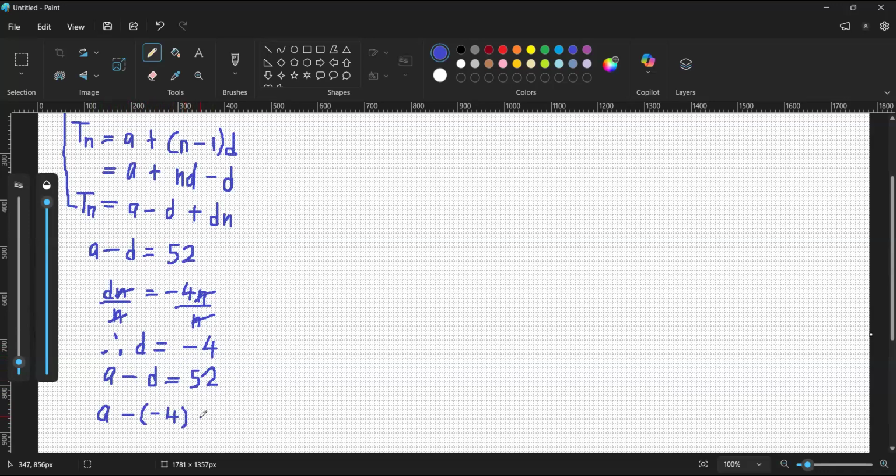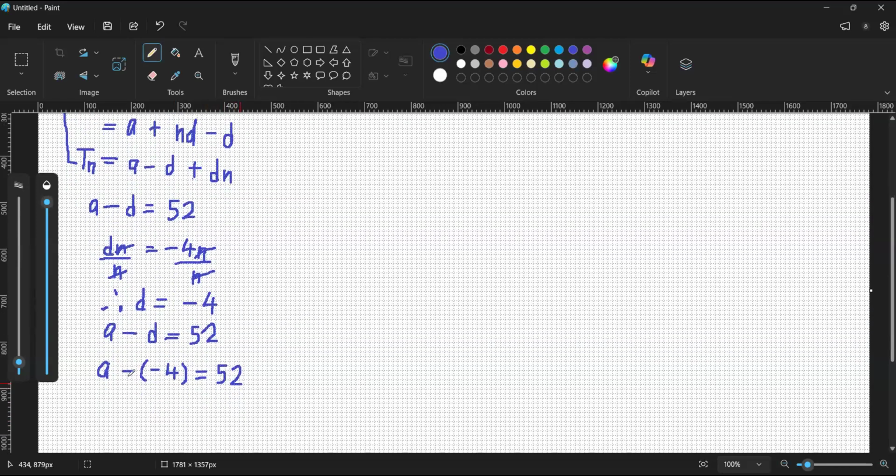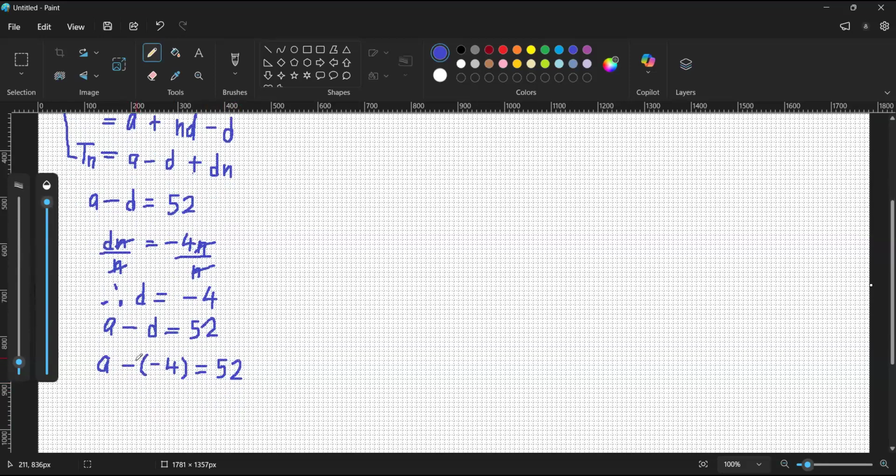And don't forget that all this is equal to 52. So don't forget to write your 52 behind there. So let's see how it looks now. You know that minus minus will give us a plus. So it's going to be A plus 4 equals 52. So can you tell me what I'm going to do?